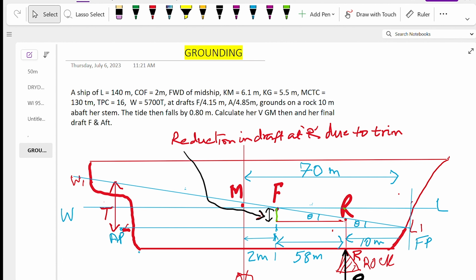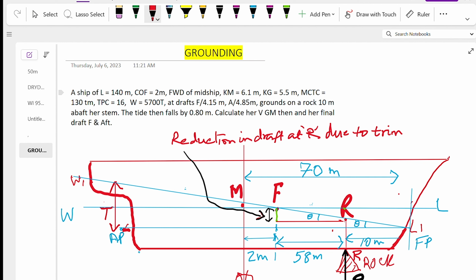It says a ship of length 140 meters, center of rotation 2 meters forward amidships, KM 6.1, KG 5.5, MCTC 130, TPC 16, displacement W in floating condition 5700. She was at draft of 4.15 and 4.85 meters and lightly grounds on a rock which is 10 meters above her stem. The tide then falls by 80 centimeters, 0.80 meter.